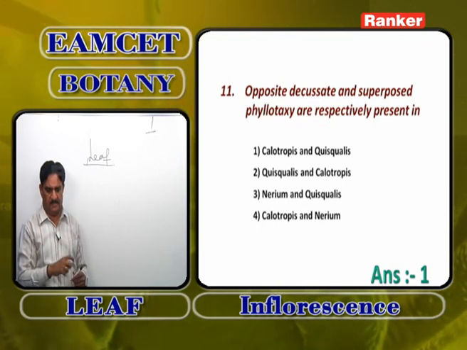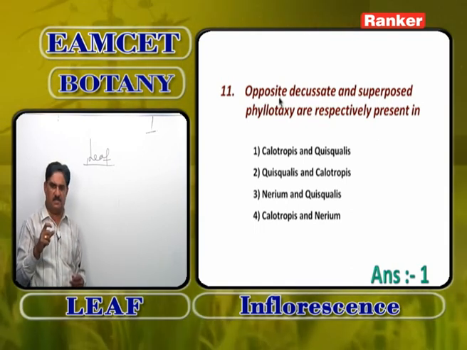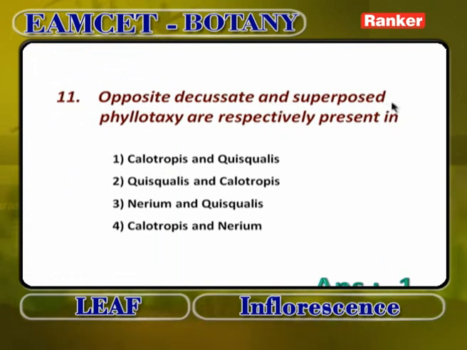So question reading is very important. What is the question given? Opposite decussate and superposed phyllotaxy. So first you have to identify the opposite decussate phyllotaxy. Then you have to identify the opposite superposed. So the answer is opposite decussate will be in Calotropis, and opposite superposed will be in Quisqualis.